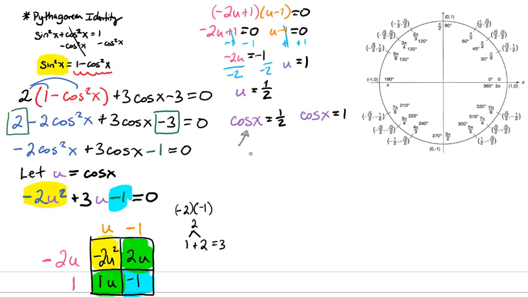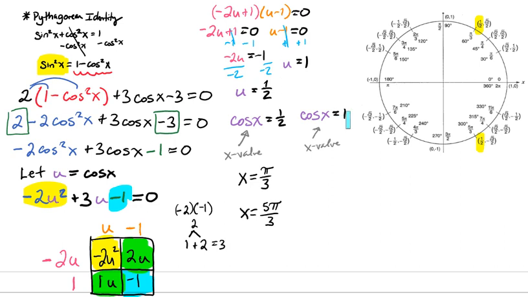Recall that the cosine of anything is going to be the x value on our unit circle. So let's begin by searching for the 1/2. So where's the x value of 1/2 on the unit circle? So we have a positive 1/2 here, and then again here. So that's going to give us an answer that x is going to equal pi over 3, and that x is also going to equal 5 pi over 3.